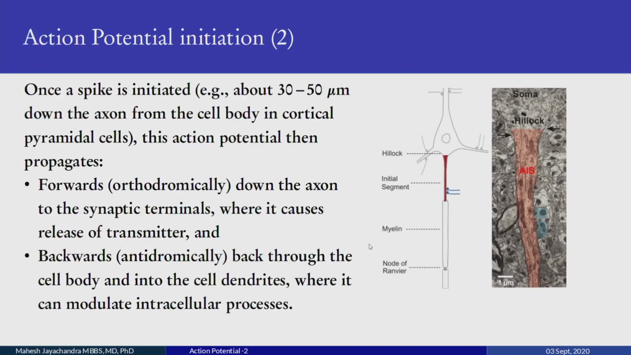So once a spike is initiated, about 30 to 50 microns down the axon from the cell body in cortical pyramidal cells, it then propagates. It can move forward down the axon to the synaptic terminals, where it causes release of neurotransmitter, or it can move backward. The first one is orthodromic, where it moves forward. The second process, where it moves backward, is antidromic, and it goes into the cell body and the dendrites, and there it can modulate intracellular processes.